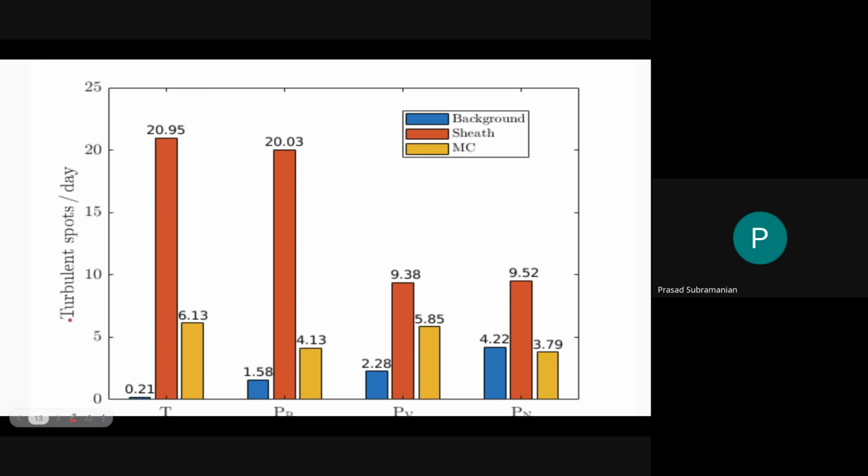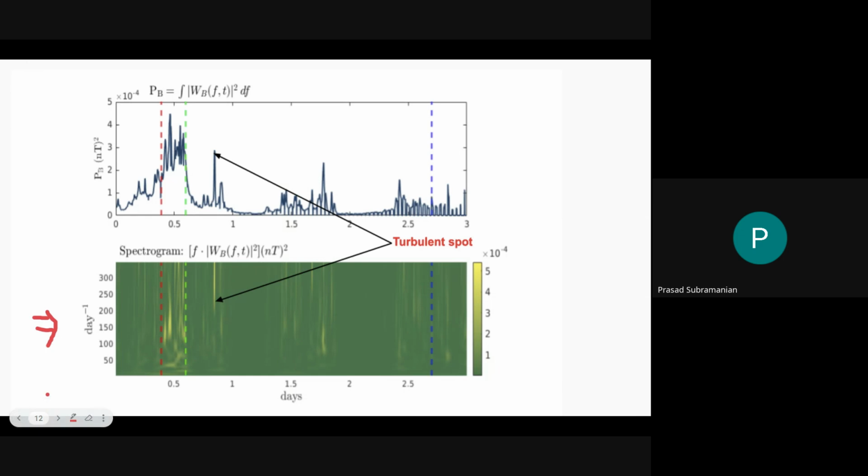What's plotted is the number of turbulence spots per day. On an average, you've got 20 turbulence spots per day in the sheet, about 1.6 turbulence spots per day in the solar wind background, and about 4 turbulence spots per day in the magnetic cloud. So in some ways, this is painting the same sort of picture of a very turbulent sheet as compared to the background, definitely, and a moderately turbulent CME interior, except we are not simply talking about the turbulent power. We are talking about the number of such spots.